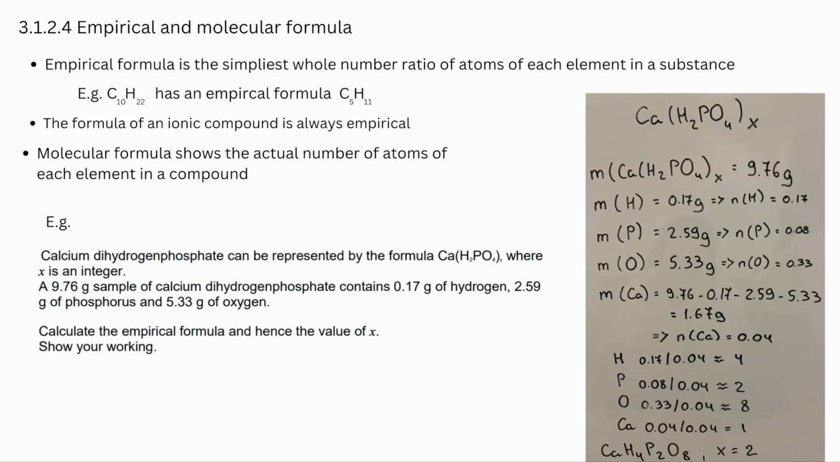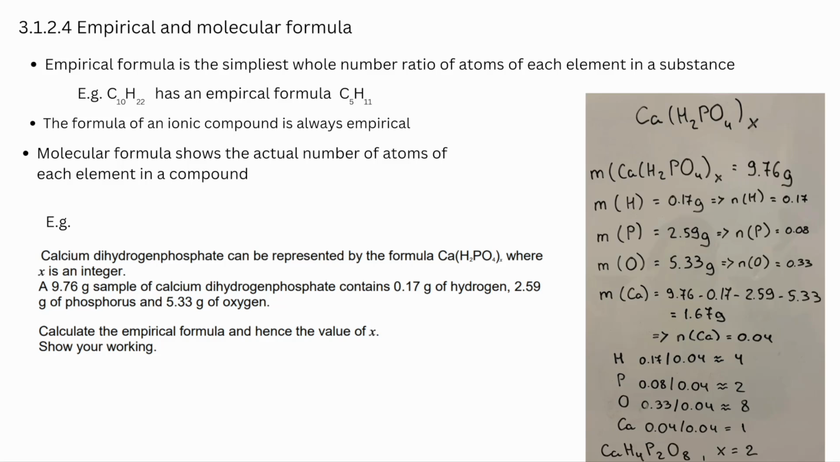Calcium dihydrogenphosphate can be represented by the formula Ca(H2PO4)x, where x is an integer. A 9.76 gram sample of calcium dihydrogenphosphate contains 0.17 grams of hydrogen, 2.59 grams of phosphorus, and 5.33 grams of oxygen. Calculate the empirical formula and hence find the value of x.